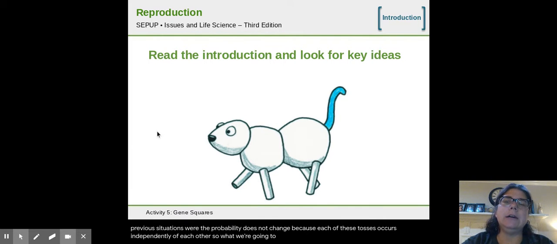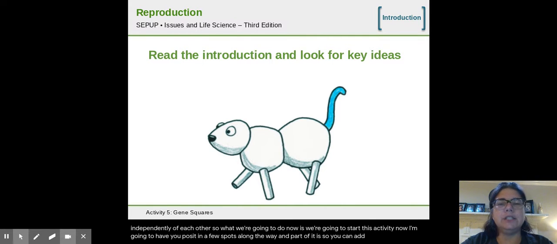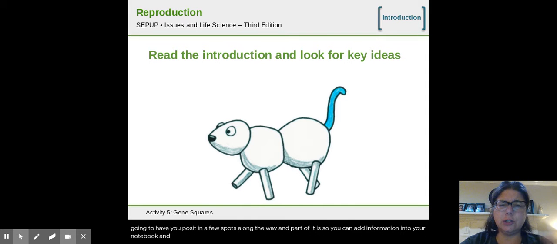So what we're going to do now is we're going to start this activity. Now I'm going to have you pause it in a few spots along the way. Part of it is so you can add information into your notebook, and part of it is just so we can break it up and give you a little break so you can process the information.